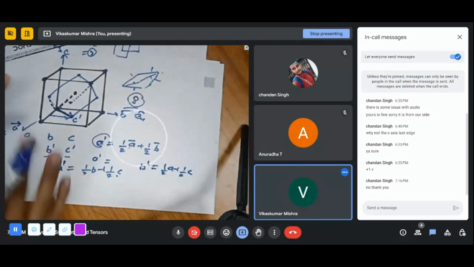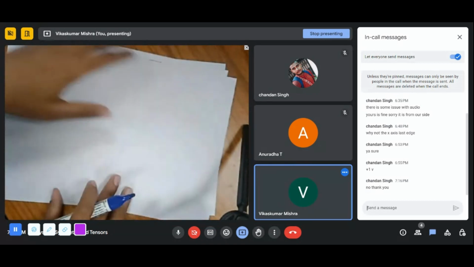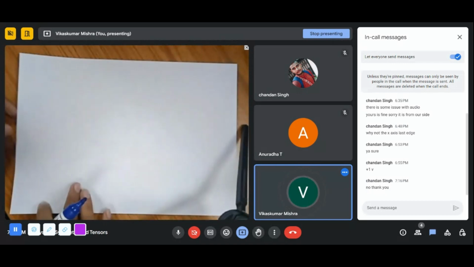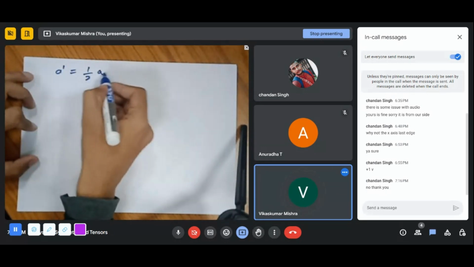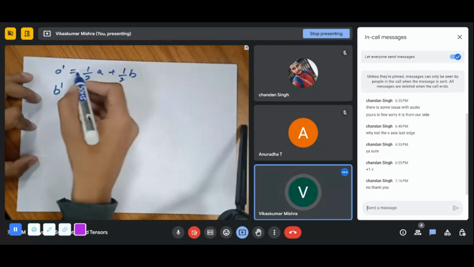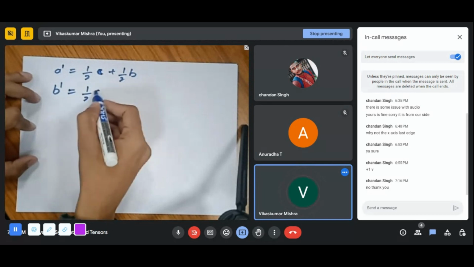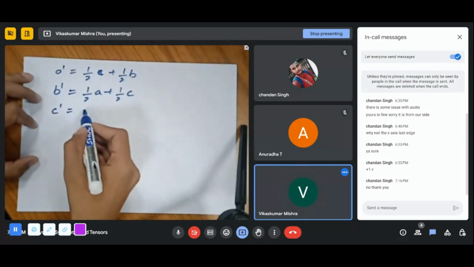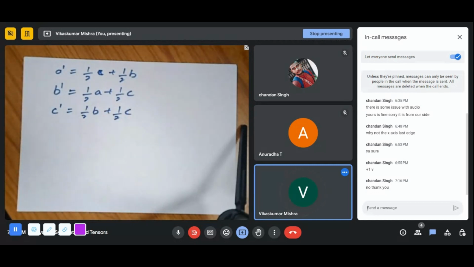Okay, so now let's write the equations again. A prime is equal to 1 by 2 of A plus 1 by 2 of B. Sorry, B prime will be the C. A prime should not contain A and B. B prime will be equal to 1 by 2 of A plus 1 by 2 of C. And C prime will contain 1 by 2 of B plus 1 by 2 of C. This is how it is. Till now we have found it.